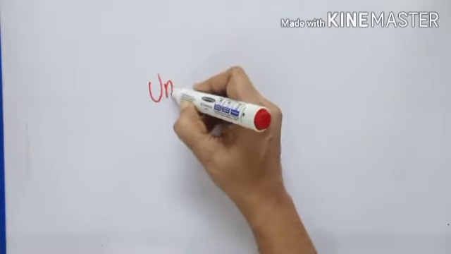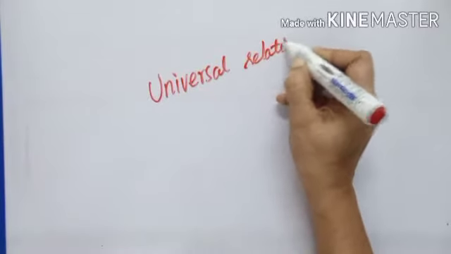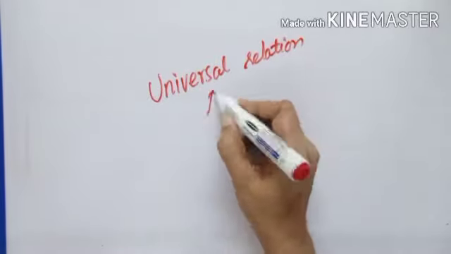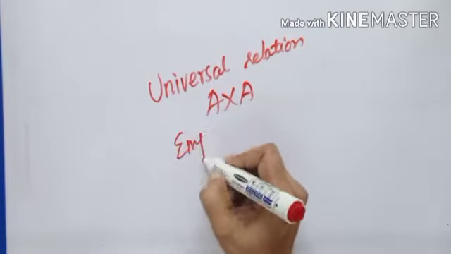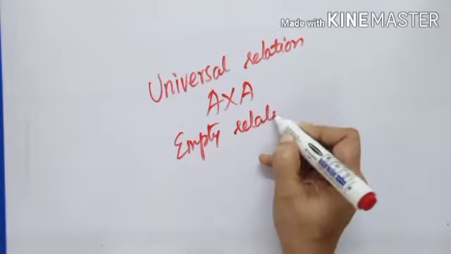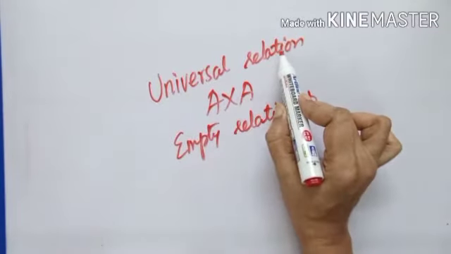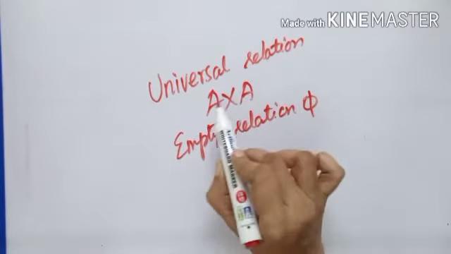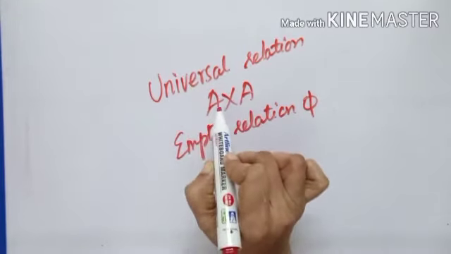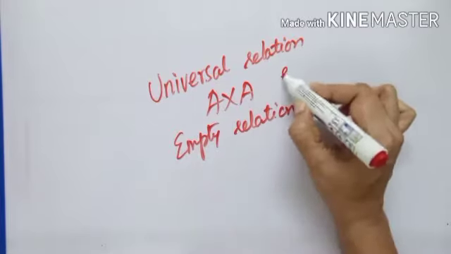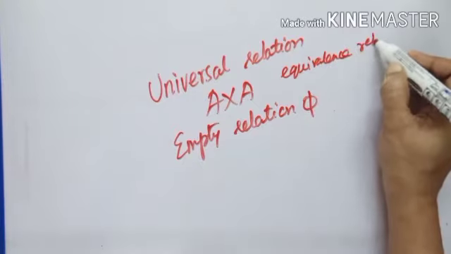Now the biggest relation we call universal relation. For any set A, A cross A is called the universal relation, and we call the empty relation phi. A cross A is the universal relation containing all the ordered pairs in A cross A. So this is universal and I declare this is an equivalence relation. A cross A is always an equivalence relation.